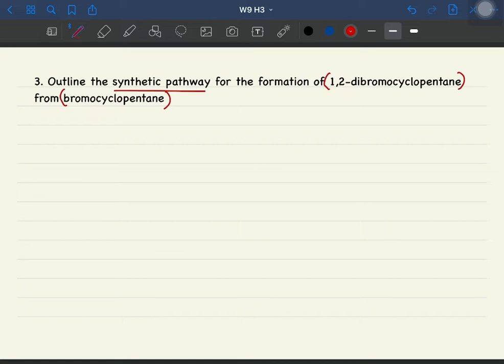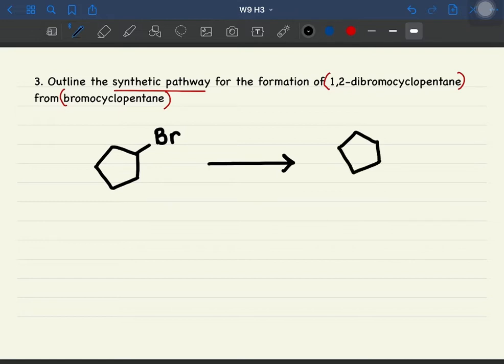So in order for you to answer this kind of question, we need to first draw the structural formula of the reactant given. So we're going to start from the bromocyclopentane. We have cyclopentane as the parent, and attached to it we have one bromo. And then we are going to form this 1,2-dibromocyclopentane. So again, cyclopentane as the parent chain, and now we have 2 bromo attached to this cyclopentane.